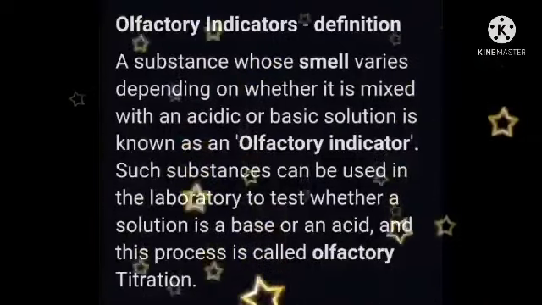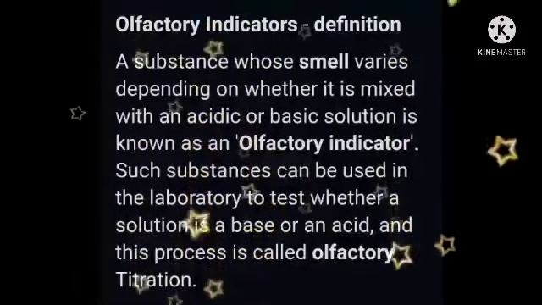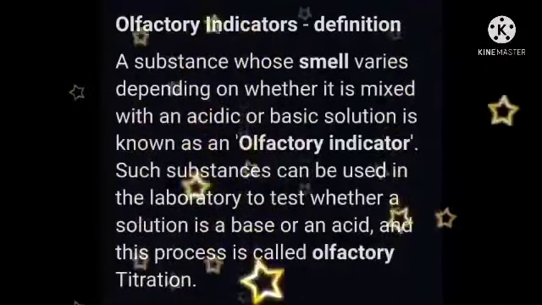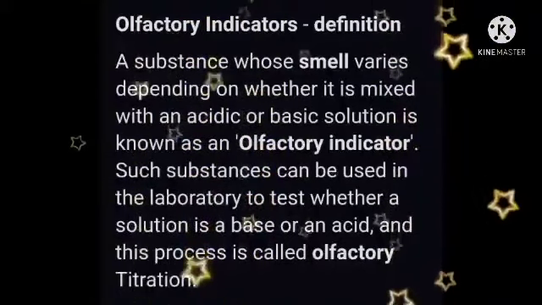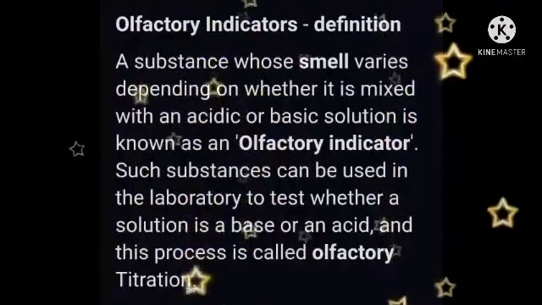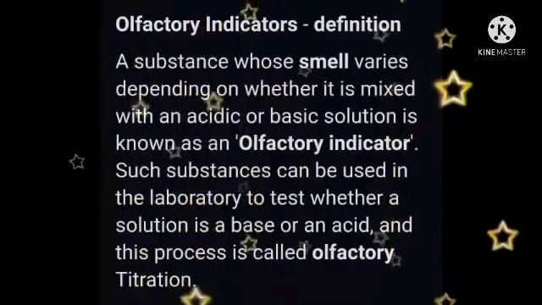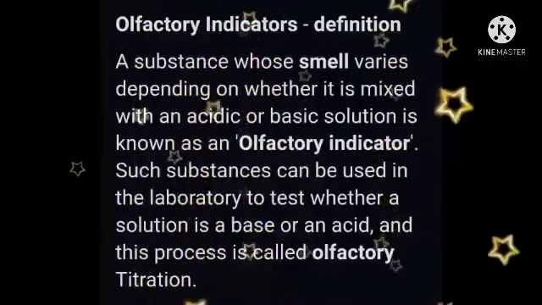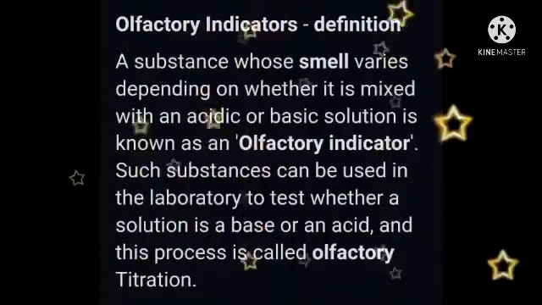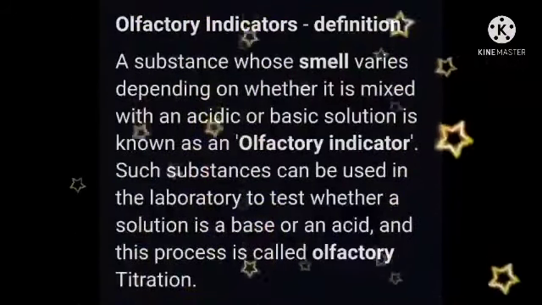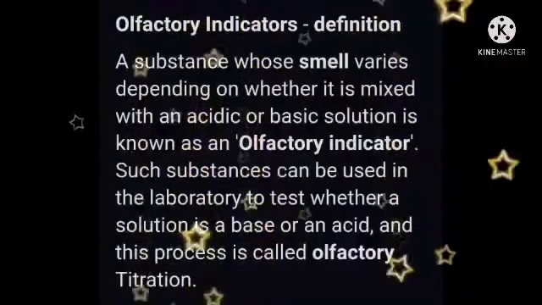Next one is the olfactory indicators. A substance whose smell varies depending on whether it is mixed with an acidic or basic solution is known as an olfactory indicator. Such substances can be used in the laboratories to test whether a solution is a base or an acid, and this process is called olfactory titration.